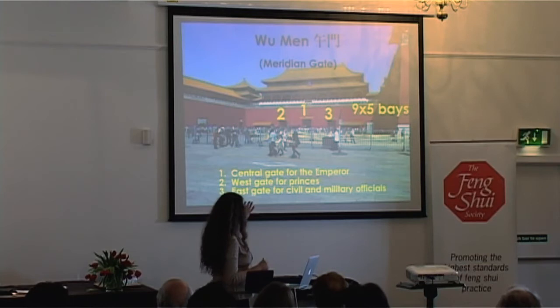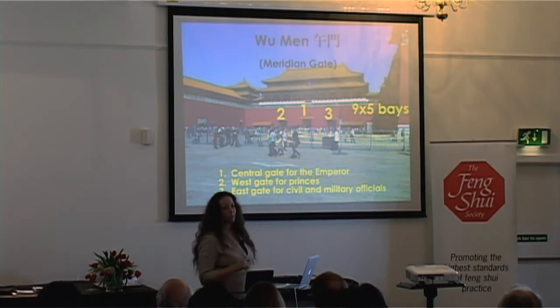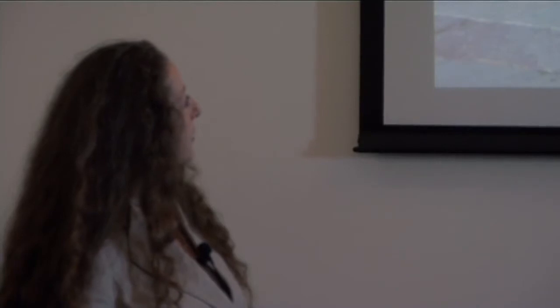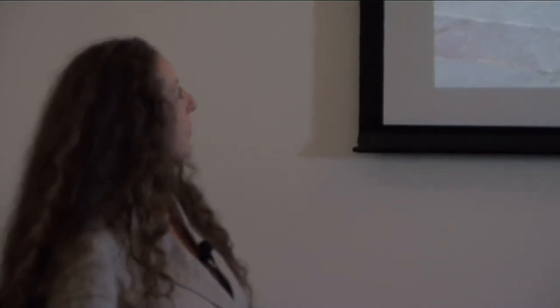So you can see there are 3 entry points. The main entry point is for the emperor only. So even today, when there's no emperor living here anymore, you're still not allowed to enter through this central gate. And you can tell the importance of a Chinese building, from an architectural point of view, by the number of bays that it has. So this one has 9 bays. Now a bay is the space in between the 2 poles. That represents 1 bay. So this is a 9-bay building.